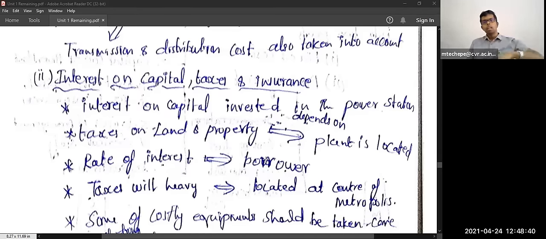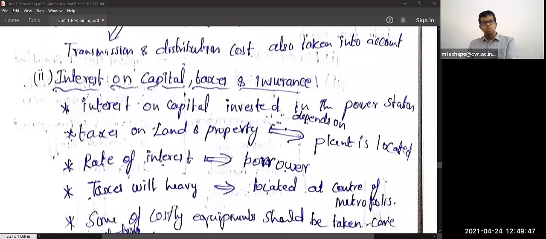Some 5 kilometers you are buying for constructing a thermal power plant. For that whole area, you need to pay property tax, and property tax will go very high. You also need to pay the rate of interest to the lender. As I said, the rate of interest is simply 1%.